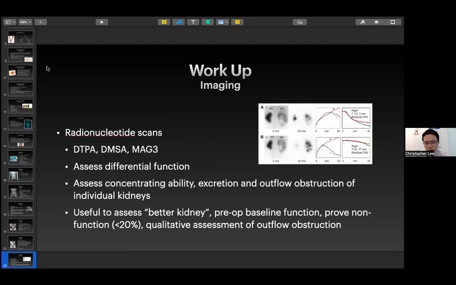These radionuclide scans are able to assess the concentrating ability, the excretion, and the outflow obstruction of individual kidneys. Okay, it's good to compare the left and right kidney to assess which is the better kidney, to assess the preoperative baseline function of both kidneys, or even to prove that one of the kidneys is non-functioning, where a less than 20% differential function indicates a non-functioning kidney. Okay, it's also able to give a qualitative assessment of the outflow obstruction. Yeah, it can tell you exactly which level the obstruction occurs.